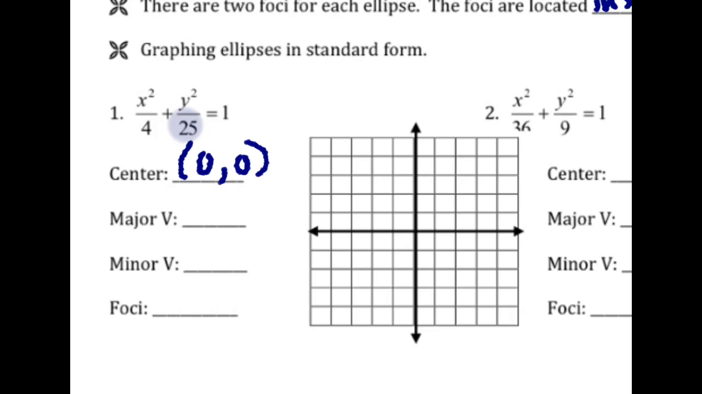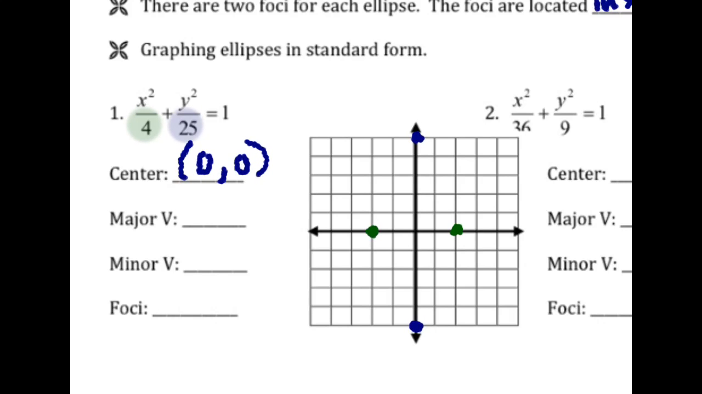So we start at 0, 0. We would go up 5 to give us a point there. We'd go down 5 to give us a point down there. So that's going to help outline our major axis. Going with the minor axis now, similarly we'll just look underneath the x. Underneath the x we have a 4, so the square root of that is 2. We're going to go right 2 and left 2. So there are the 4 points that are outlining our ellipse.